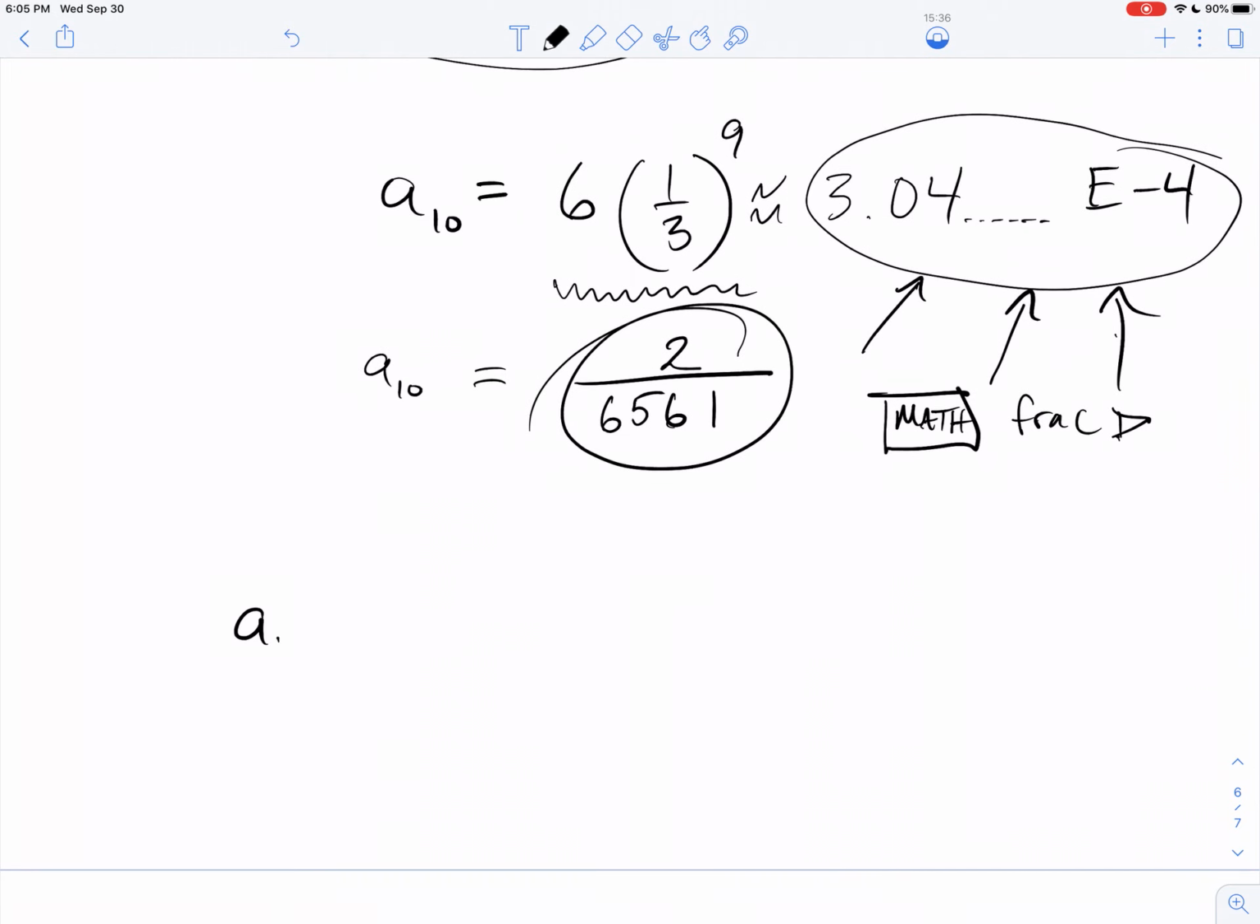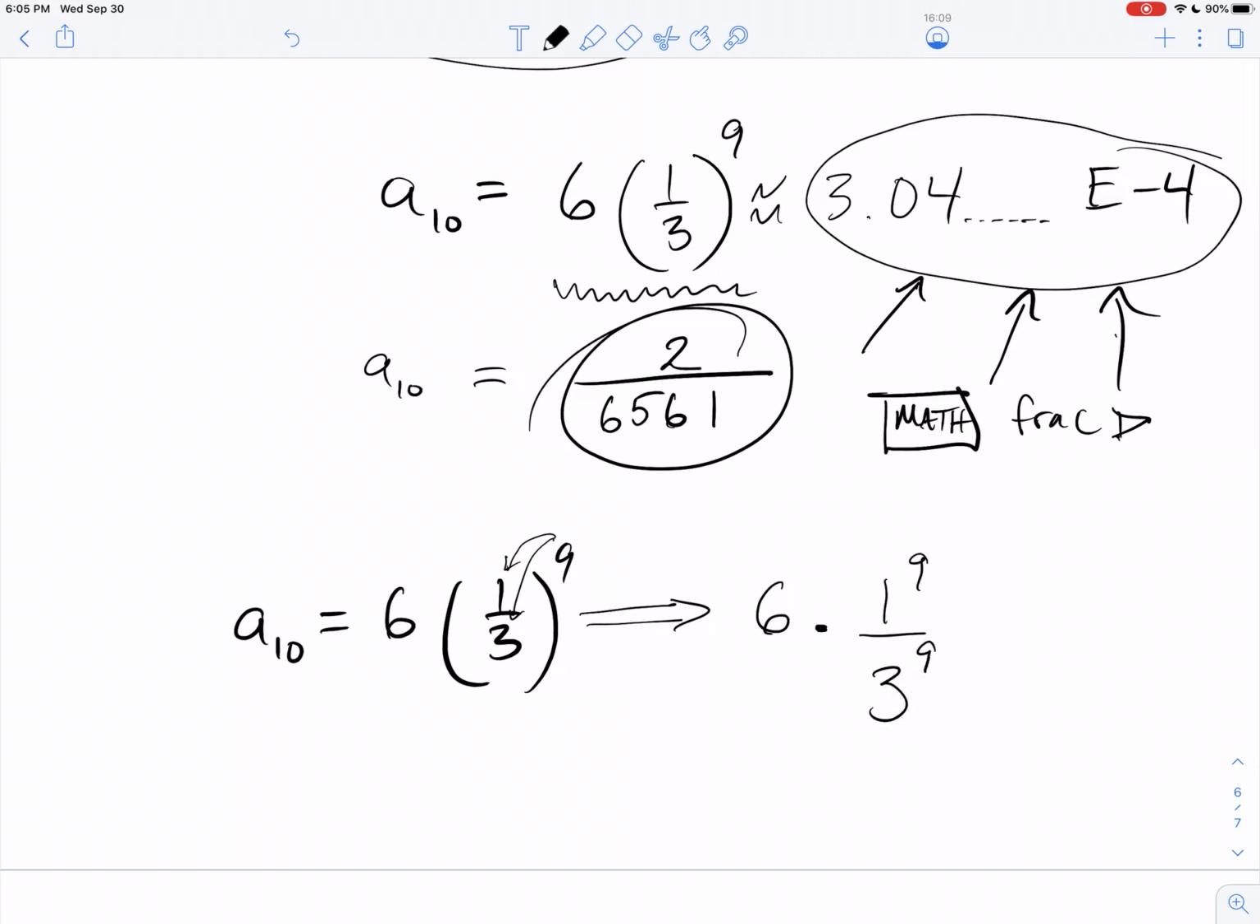I want to know the 10th number in the list. So I go 6 times 1/3 to the 9th. Yeah, I know, we just did this. Here's where I'm going with this. Your calculator tries to do it all at once, but you can separate it mentally. Look, 1/3 to the 9th means the top number to the 9th power and the bottom number to the 9th power. Well, let's continue. It means 6 times 1 to the 9th over 3 to the 9th. Now, my calculator can easily do 1 to the 9th. It's going to get 1.